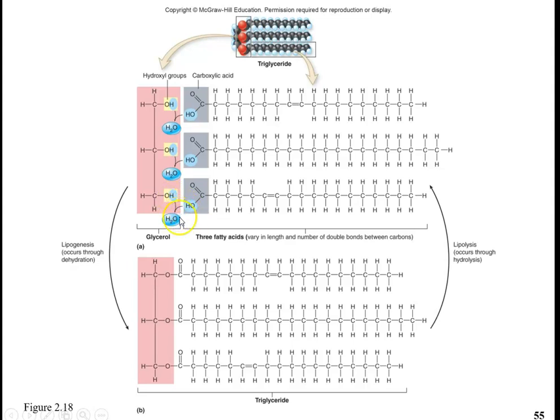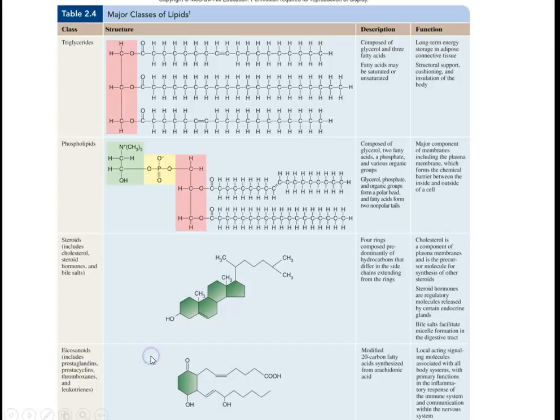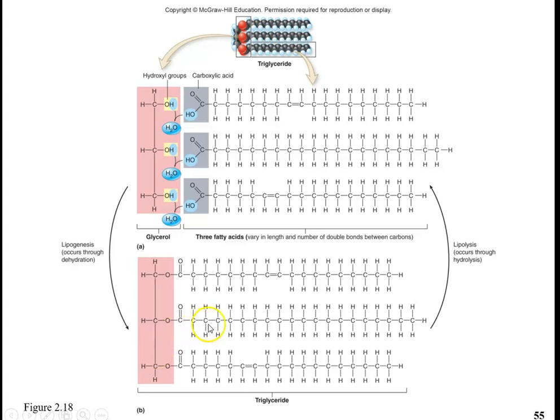So is this a hydrolysis reaction or is this a dehydration synthesis? Well, it's a dehydration synthesis, and you know this because water is given off, but also because you're synthesizing something. You are making a triglyceride. This is known as lipogenesis. The opposite direction is lipolysis, where you break down the triglyceride into its constituents, and that occurs through hydrolysis, or the splitting of water.